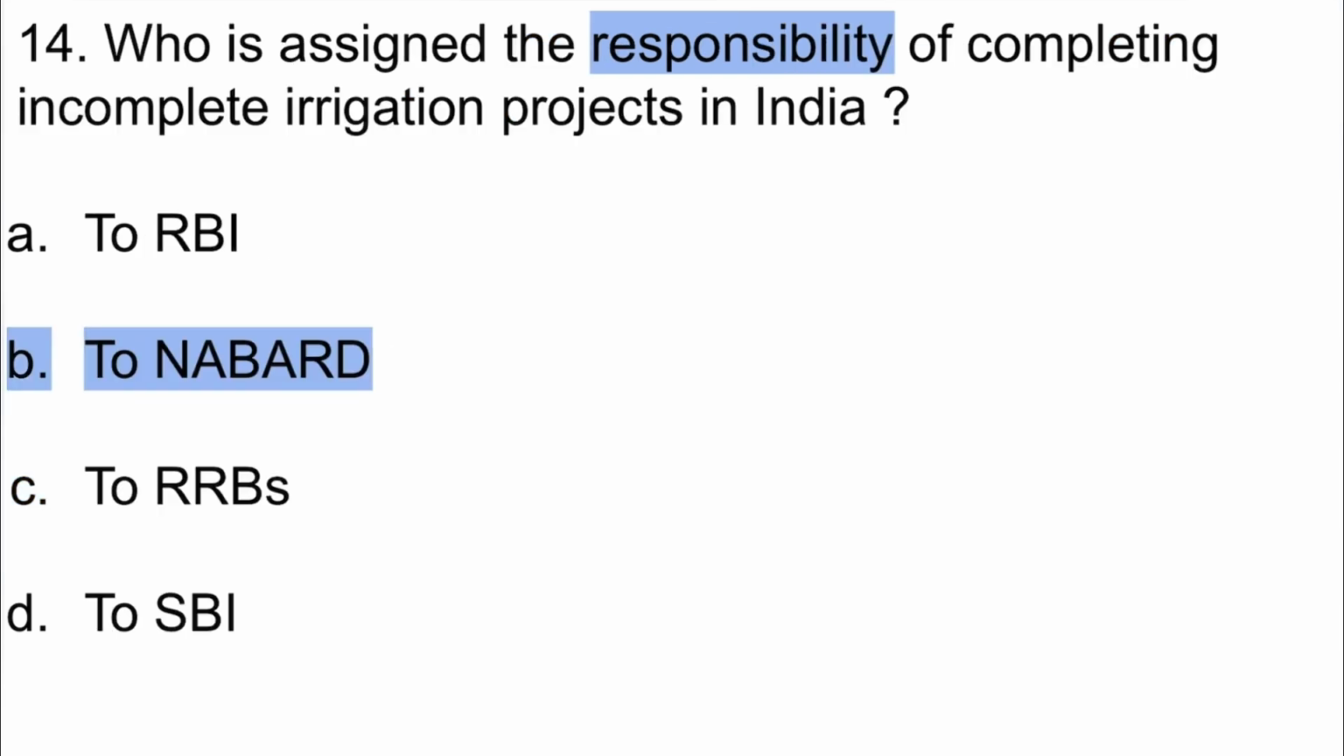Who is assigned the responsibility of completing incomplete irrigation projects in India? It was assigned to NABARD. Option B is the correct one.